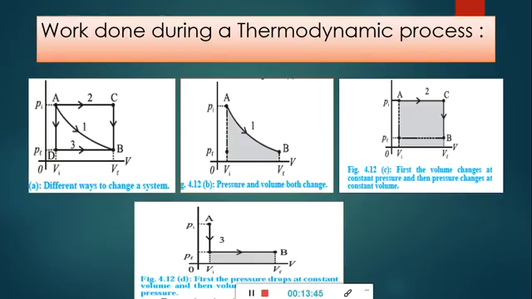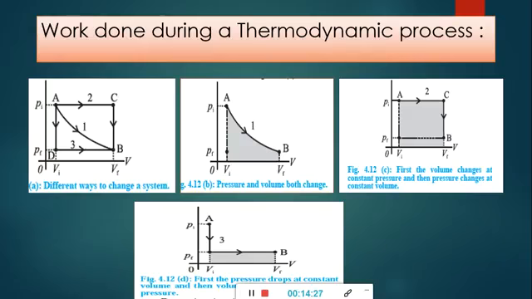So these are only three paths amongst many along which the system can change its state. It is very interesting to note that in all these cases, though the work done during the change of state is different, the initial and the final state of the system is the same. So what we can conclude from this is that the work done by a system depends not only on the initial and final state but also on the intermediate states, that is, on the path along which the change takes place.